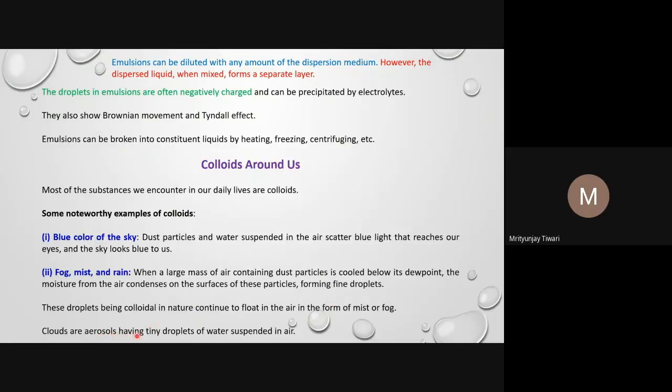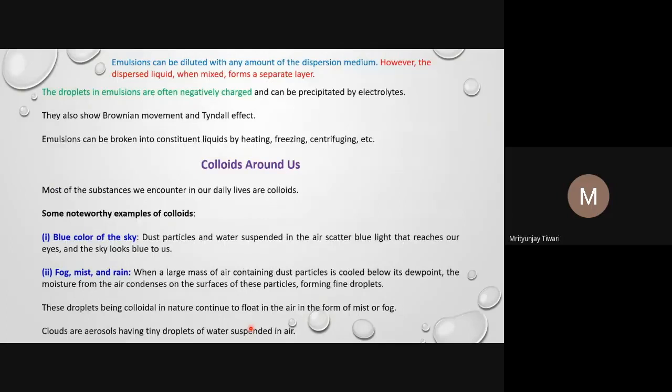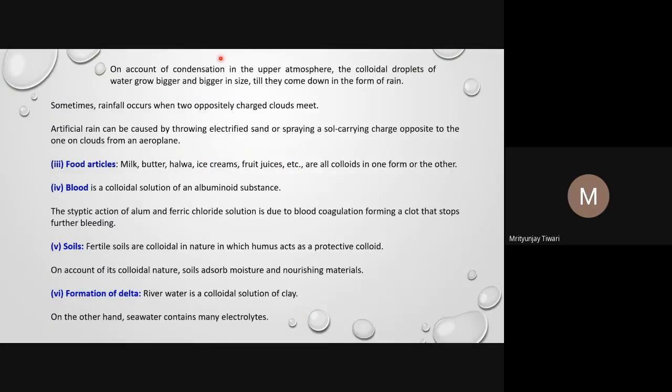Clouds are aerosols having tiny droplets of water suspended in air. A tiny droplet of water suspended in air is a colloid, and this is an aerosol. These are solid aerosols, because water is deposited on the dust particles. On account of condensation in the upper atmosphere, where the temperature is lower, the colloidal droplets of water, that means the clouds, grow bigger and bigger in size till they come down in the form of rain.